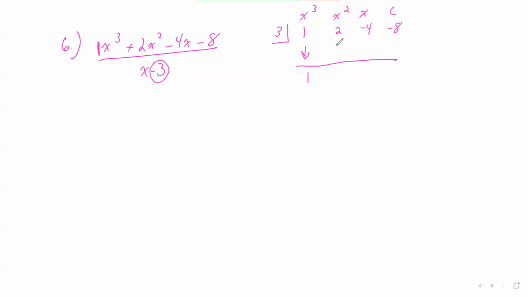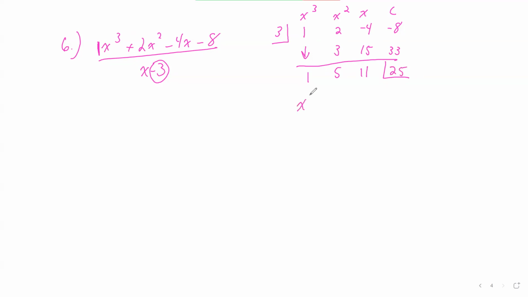Drop the first number. So 3 times 1 is 3. 2 plus 3 is 5. 3 times 5 is 15. -4 plus 15 is 11. 3 times 11 is 33. -8 plus 33, 25. So that would be a drop to degree.